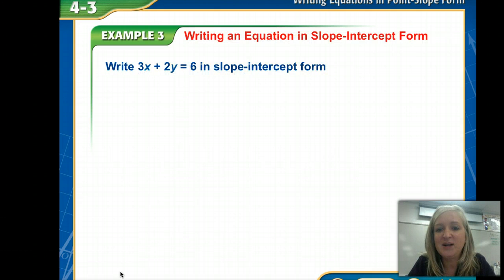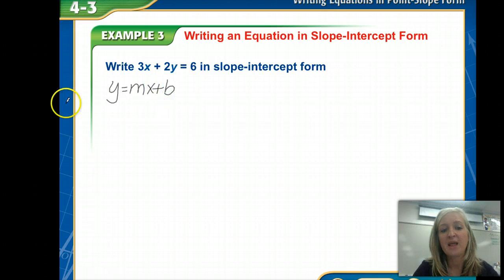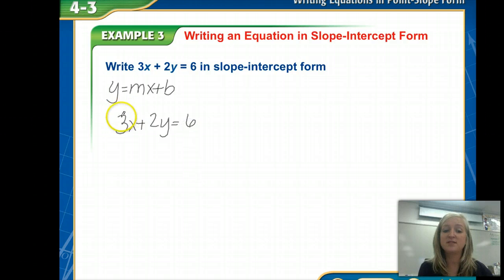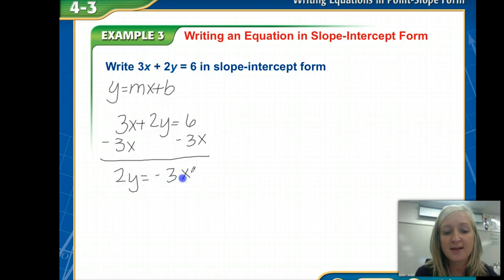Example number 3 is write an equation in slope-intercept form. Well, slope-intercept form is y equals mx plus b. Right now we have standard form, so 3x plus 2y equals 6. And I need to put this into y equals mx plus b. So the first thing I'm going to do is subtract 3x from both sides. I'm left with 2y on this side equals negative 3x plus 6, mx plus b, or y equals mx plus b. And then my last step is to divide everything by 2 to get rid of my 2y.